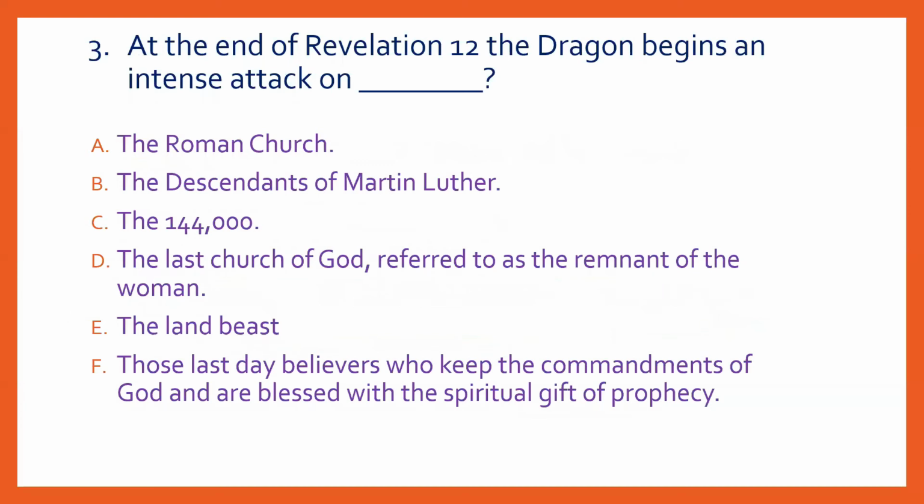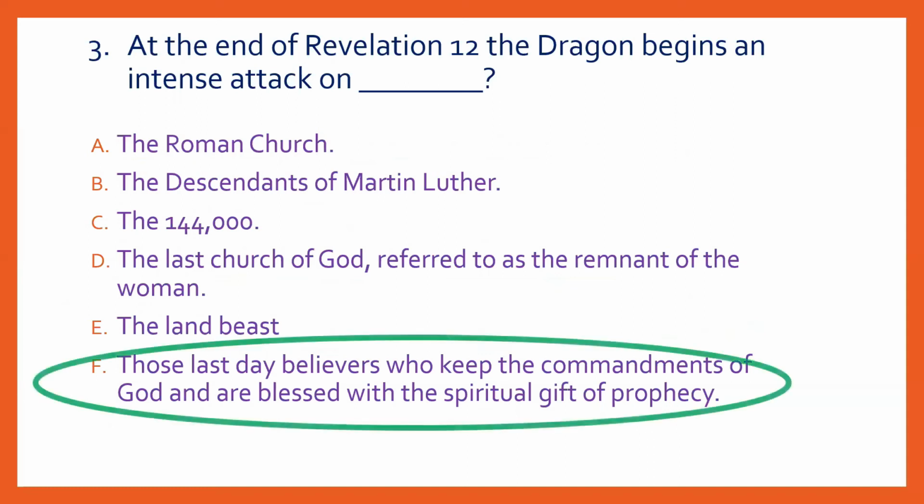The third one says at the end of Revelation 12, the dragon begins an intense attack on the last-day believers who keep the commandments of God and are blessed with the spiritual gift of prophecy. All right. Now, if you had D as well, that's okay, because I told you that some of these questions may have more than one answer. If you had D, which is the last-day church of God, referred to as a remnant of the woman, that is also correct. I just didn't put the circle around it when I made the presentation.